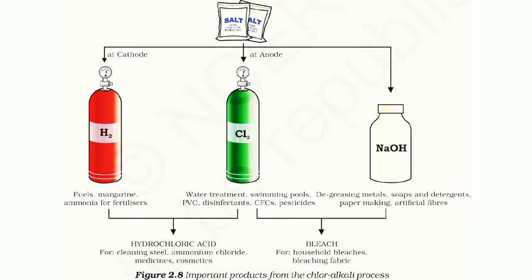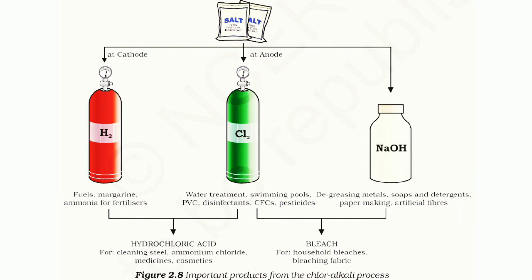The three products produced in this process are useful, as shown in this picture. For example, hydrogen is used as fuel, chlorine is used in water treatment, and sodium hydroxide is used in soap and detergent factories. So, please note down uses of other products from the chlor-alkali process shown in this image or from the textbook.